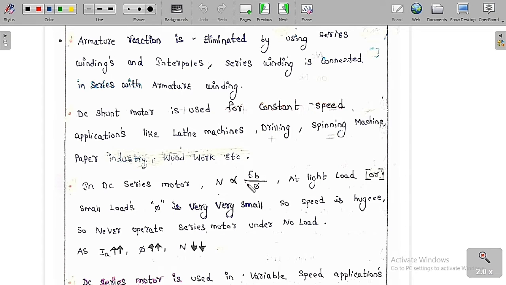So therefore in a DC motor, N is directly proportional to EB by phi. At light load or small loads, the current drawn is very less. So therefore the flux is also very small. So speed is very huge because EB is nearly equal to supply voltage. So never operate the series motor at the no load condition.